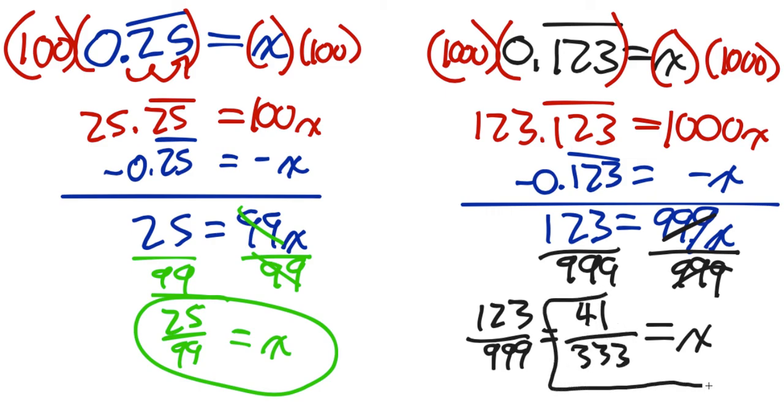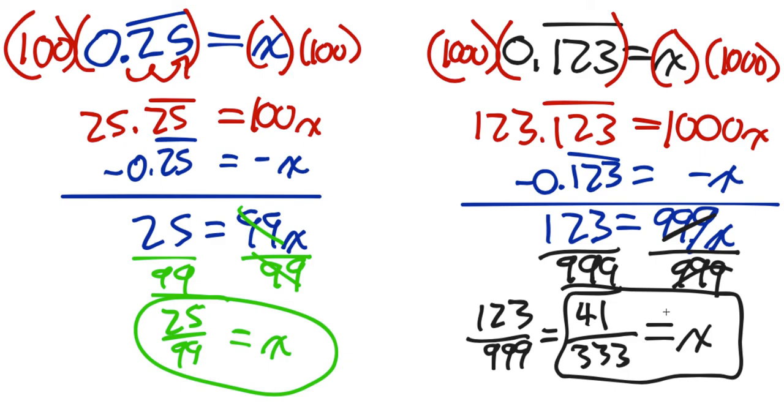So just remember, you always have to reduce to lowest terms whenever you have a fractional answer. That was a little gnarly. I'm going to box it a little more appropriately. 41 over 333 equals x, and you're good to go.